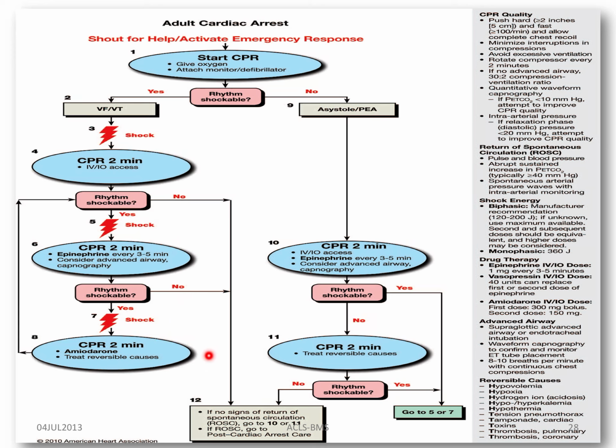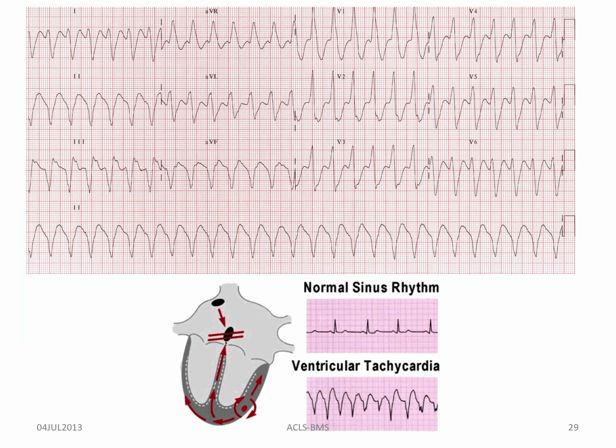Now, if these rhythms are non-shockable, then if no signs of spontaneous return of circulation, go to 10 or 11. That is basically, if it's a non-shockable rhythm, give CPR, give epinephrine every 3 to 5 minutes, and again, if the rhythm is not shockable, then give CPR for every 2 minutes, and treat reversible causes. So these are the things which we need to know.